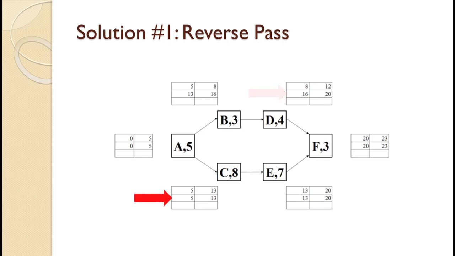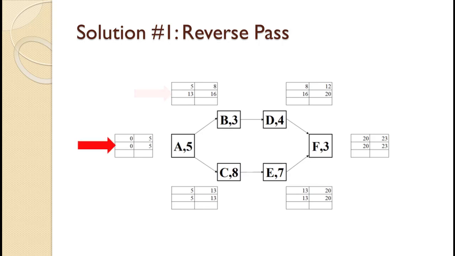Activity C has one line coming in from the right from activity E. So, its late finish time is 13, and 13 minus 8 equals 5. Activity B has one line coming in from the right from activity D. So, its late finish time is 16, and 16 minus 3 equals 13.